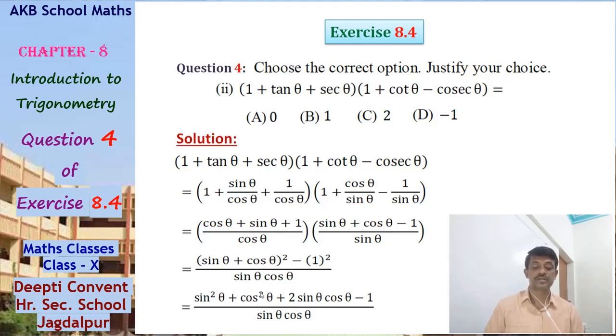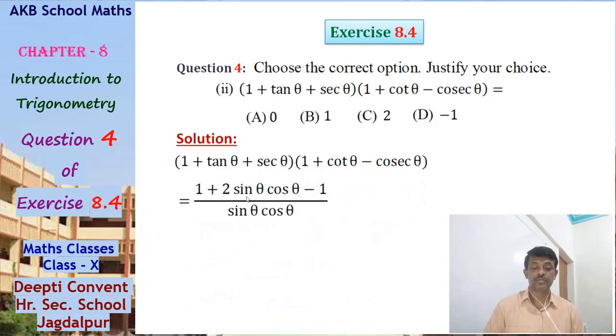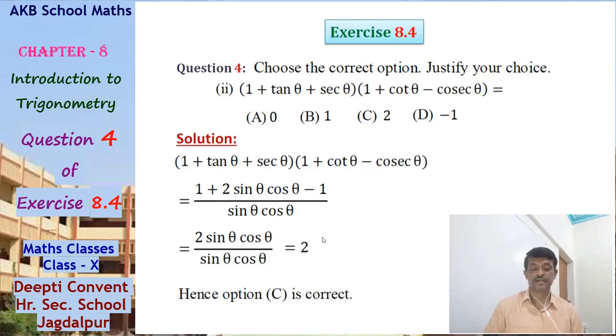Here sin square theta plus cos square theta equals what? 1. So 1 plus 2 sin cos minus 1. Okay, now 1 cancels, so sin theta cos theta also cancels. We get 2. That is, the correct option is 2, which means C. C is the correct option.